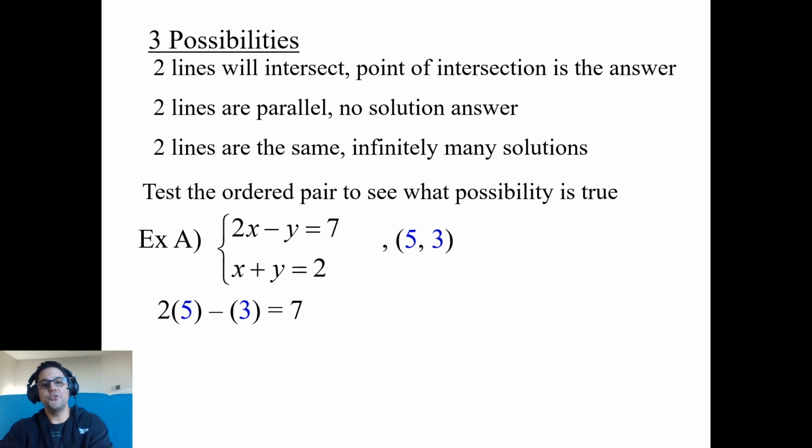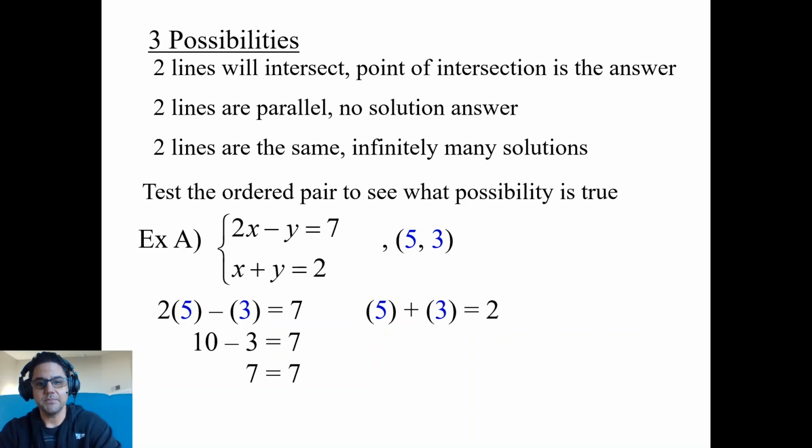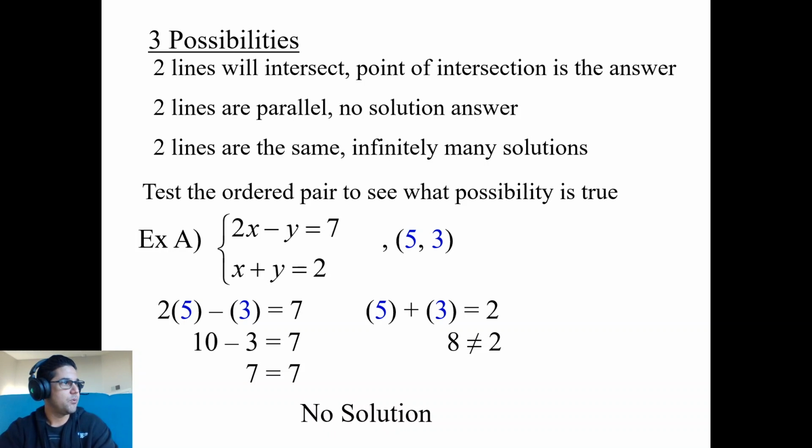So when I go ahead and do my quick substitution for my first line, 2 times 5, subtract 3, I do my little bit of 6th grade, 7th grade math, and I do get 7 is equal to 7, which means that is checking out for my first equation. But in order to truly be the point of intersection, it also has to work for the second equation. So when I go to look at the second equation, x plus y is written as 5 plus 3. Ooh, unfortunately, 8 does not equal 2, which means (5, 3) is not the solution. It's not the point of intersection.